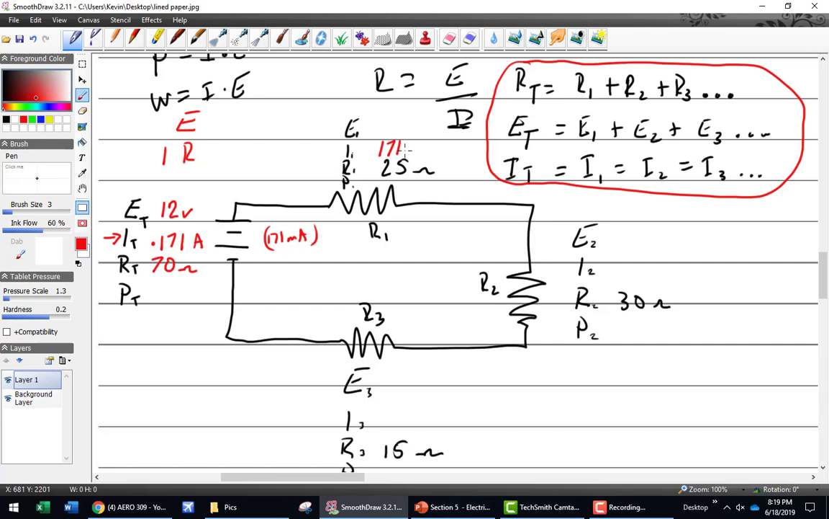0.171 amps. Now, I told you over here that the voltage total, which is 12, is equal to the voltage drop across 1, 2, and 3. What that means is every time it's going to lose some voltage through every one of these resistors. Every one is going to rob a little voltage.